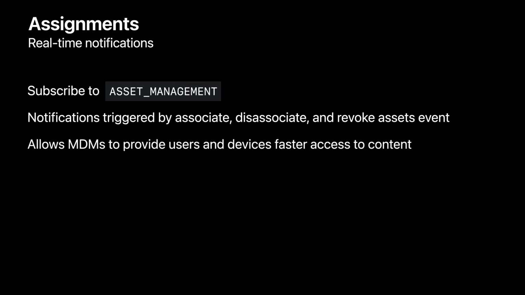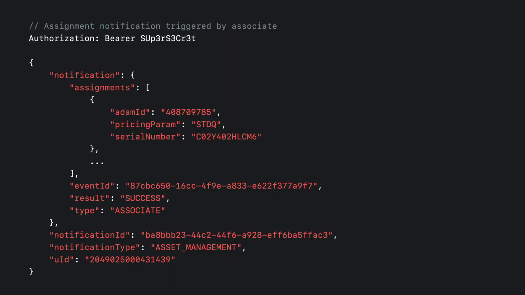Apple will then proceed to notify you when assignment states are altered by either an associate, disassociate, or revoke assets event. You may now rely on these notifications to provide users and devices faster access to content as they are assigned. Let's look at an example of this notification. When an assignment occurs, you get this notification. The example here was triggered by an associate assets call.